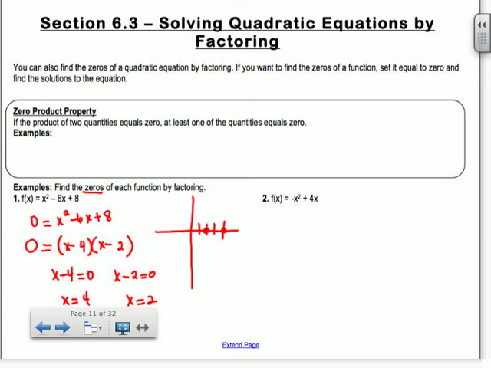Okay, so it says if the product of two quantities equals 0. So if I had x times y equals 0, if x was equal to 0, that would be true. If y was equal to 0, that would be true. So that means either x is equal to 0 or y is equal to 0.